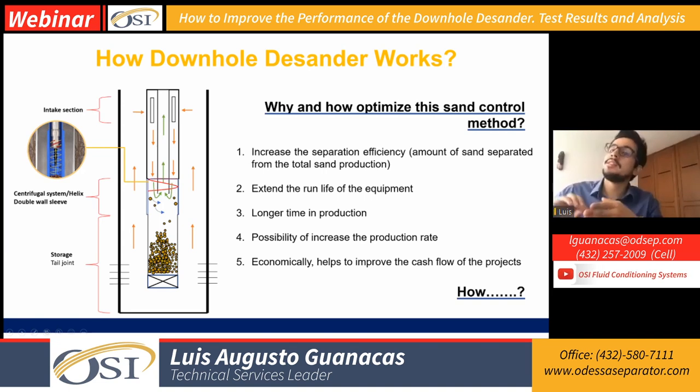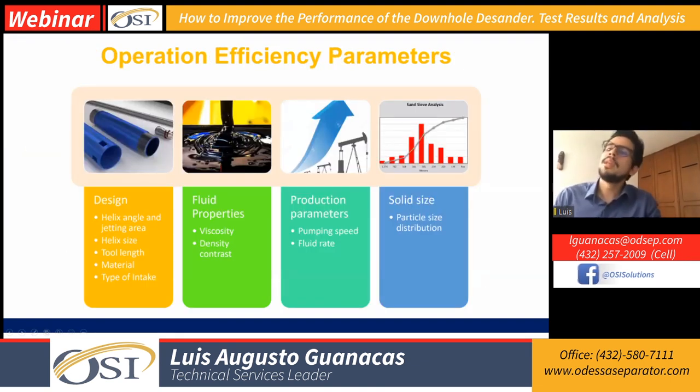Which means we can extend the production period, and then we have the possibility to increase the production rate, which means we don't have to control our production rate. And economically, of course, it helps improve cash flow. Now the question is how to improve that. Well, Gustavo, please help us with these questions.